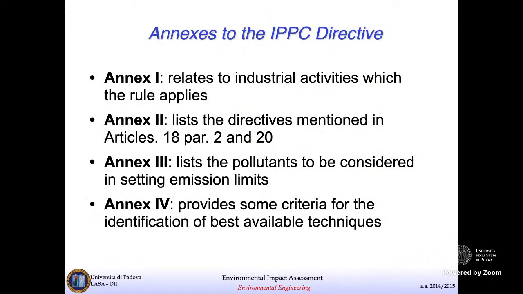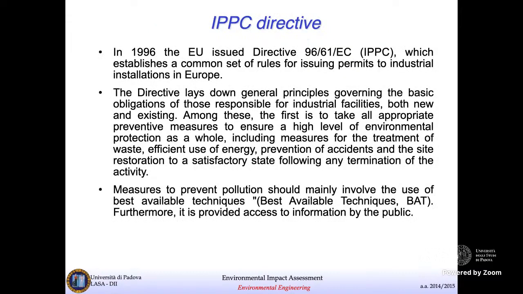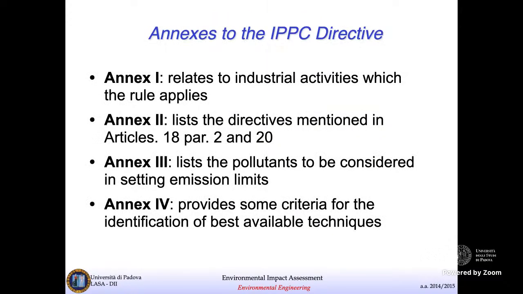The annexes of the IPPC directive, so Directive 96/61 of 1996. Annex 1 relates to the industrial activities to which the rule applies. So in Annex 1, there is a list of industrial typologies to which the IPPC directive should be applied. Annex 2 lists the directives mentioned in Articles 18, paragraph 2, and 20. So these are all the directives that somehow are related to the IPPC.